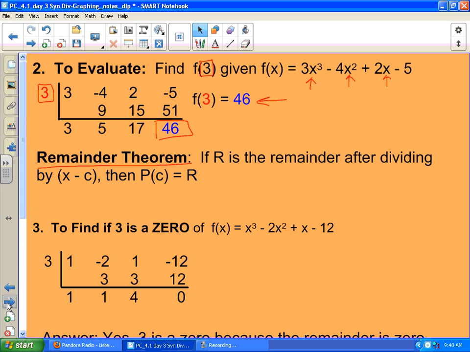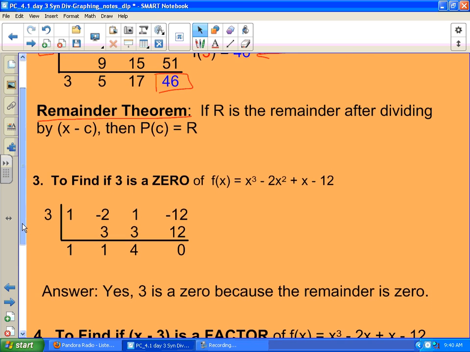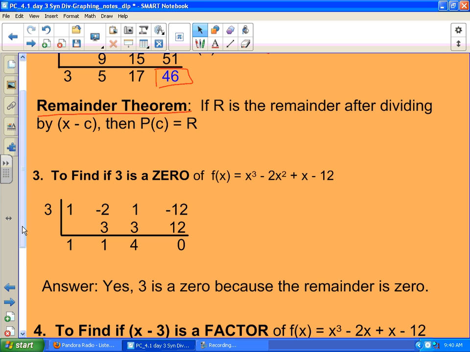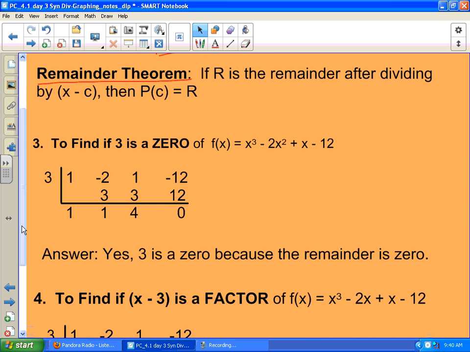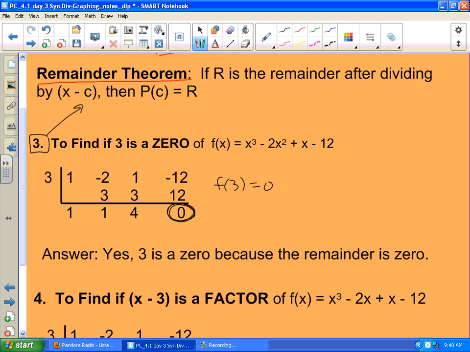That's use number two. If that remainder happens to be zero, which is great, so along with the remainder theorem, this one kind of goes along with this. If our remainder is a zero, then what I found, besides the fact that in this case f of 3 is equal to 0, more importantly what you have found is that x minus 3 is a factor.